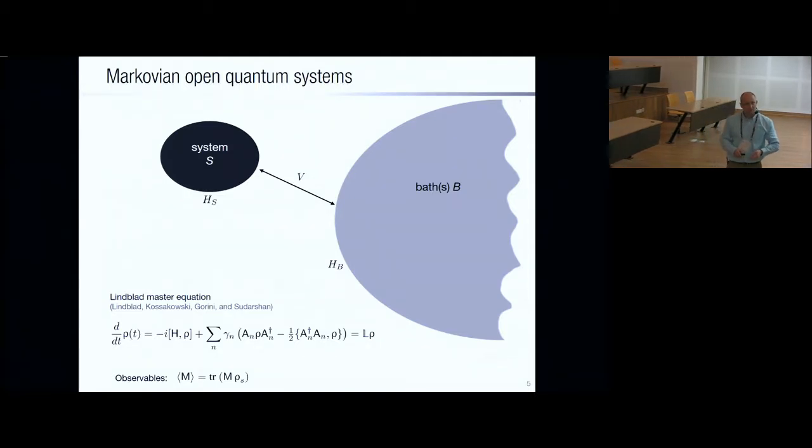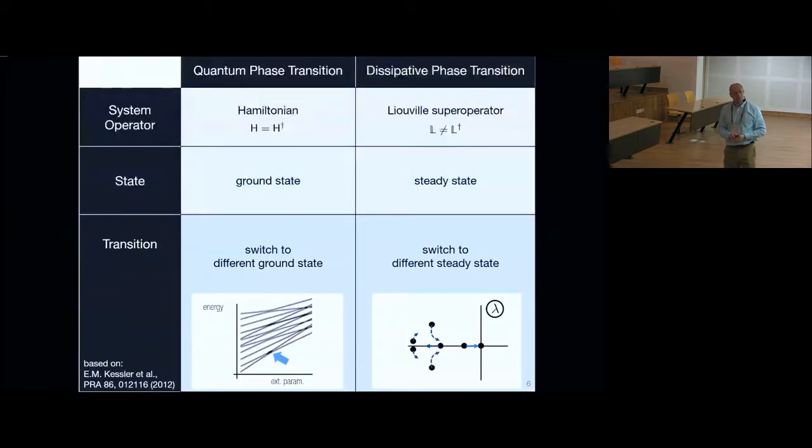And those dissipative phase transitions, you can think about them in terms of this super operator L, which is on the right-hand side of the master equation, because with that you can make a very nice table, first to be found in this paper by Kessler et al., where on one hand we know a lot about quantum phase transitions, where the quantity of interest is your Hamiltonian and its eigenstates and eigenvalues, and in particular the ground state.